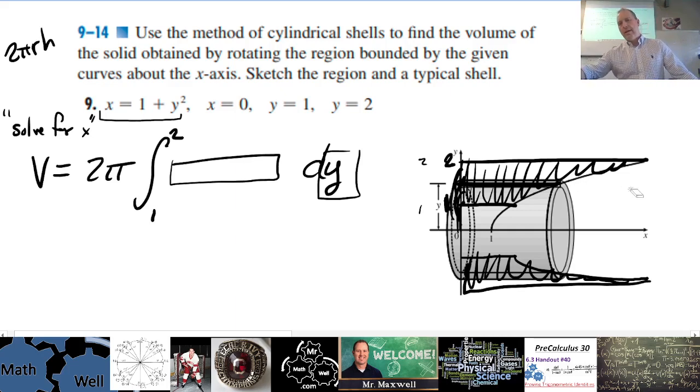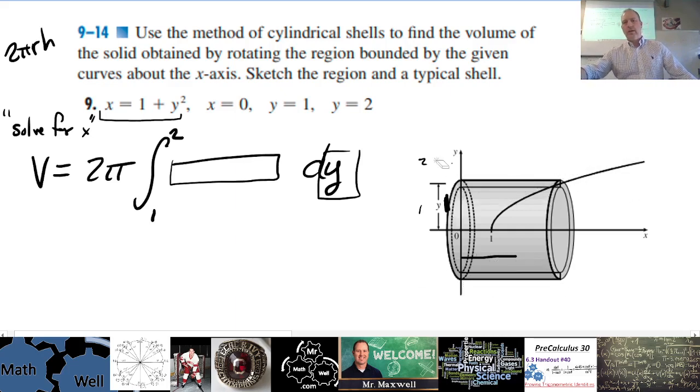Okay. And then I will get rid of this so I can see this a bit more clearly. But this is our x equals 1 plus y squared function. And so we've got r, which is going to be our y value. It's exactly the same as the y value. It starts at 1 and then goes to 2. So our r is going to be y, just like it was x for the other ones. The axis of rotation is just the x equals 0 line, right? So the radius is the same as whatever the y values are.